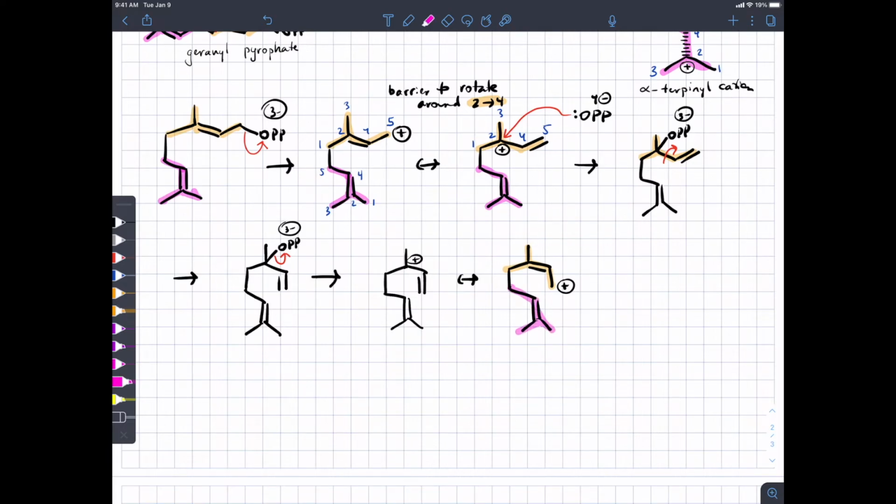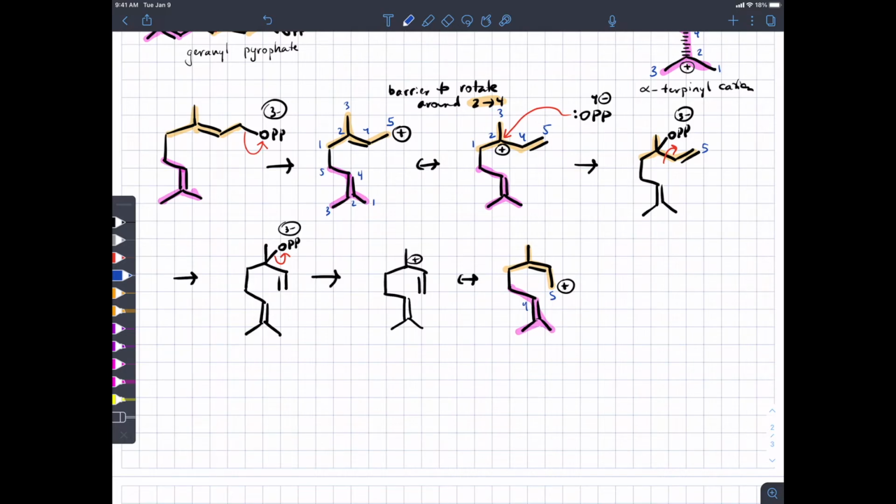Okay. So again, the reason why the leaving group leaves and hops back on the different carbon is to make this process of rotating orange 5 to be close to pink 4 faster.